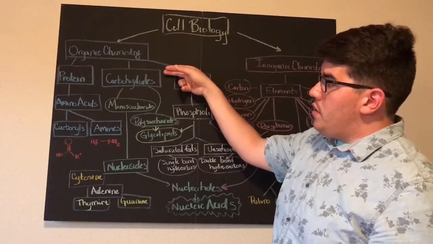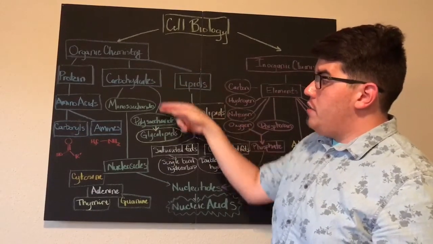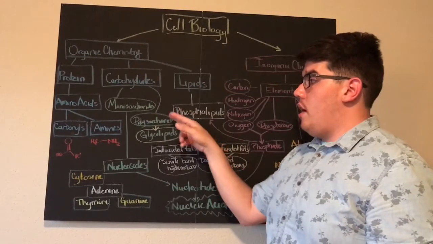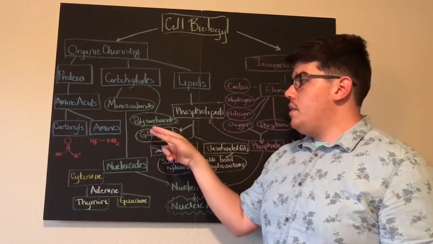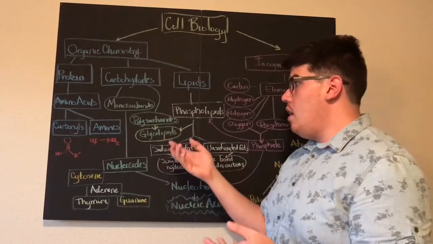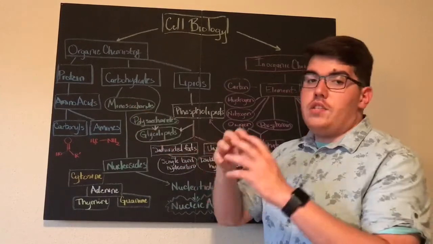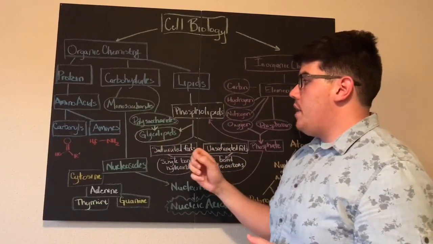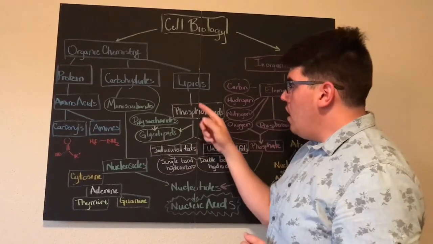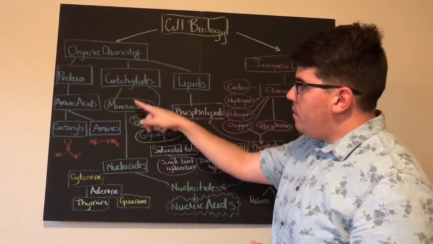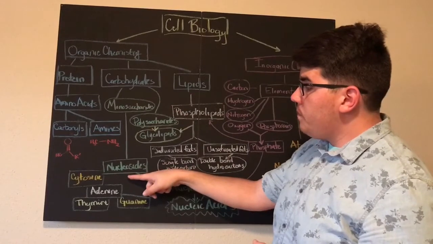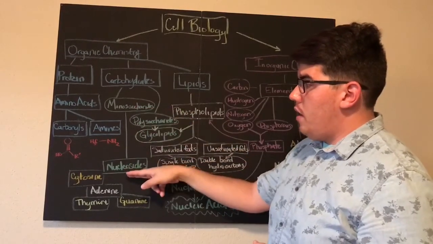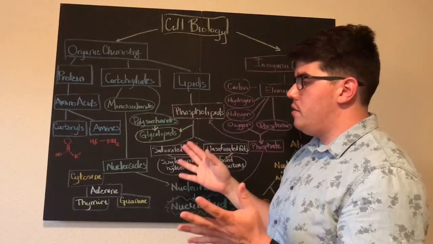And if we move over here to carbohydrates, carbohydrates are monosaccharides and polysaccharides. Polysaccharides, poly meaning many, are many monosaccharides in chains. And monosaccharides can be a lot of sugars.